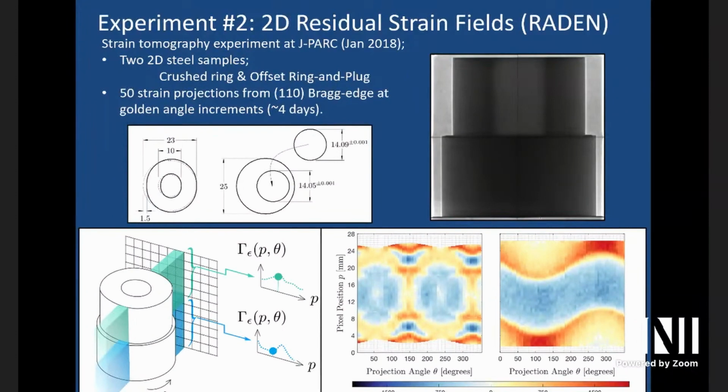So these 2 samples, there's a radiograph on the right-hand side there of them stacked up on top of each other. Essentially we're doing a 2-dimensional experiment, so we just average along columns of pixels in those images. And we make something which I suppose you could call a sinogram on the bottom right-hand corner there. It's not really a sinogram, it's a strain sinogram. It's a projection of the strain tensor, but it looks the same, right?